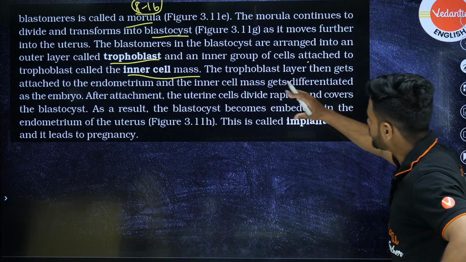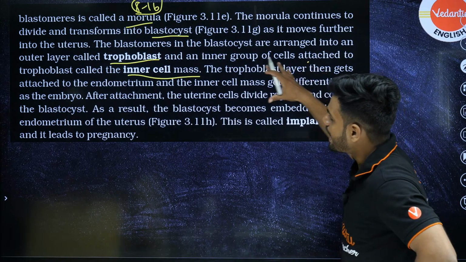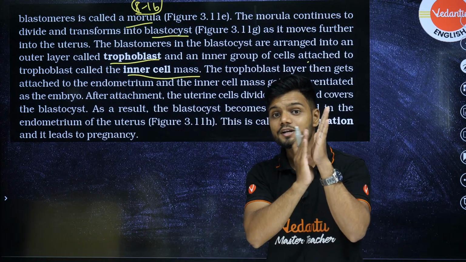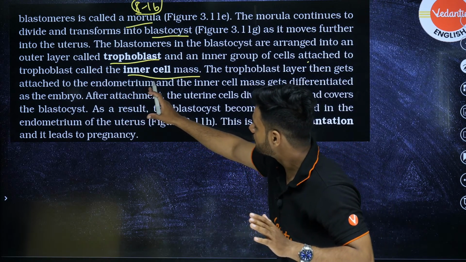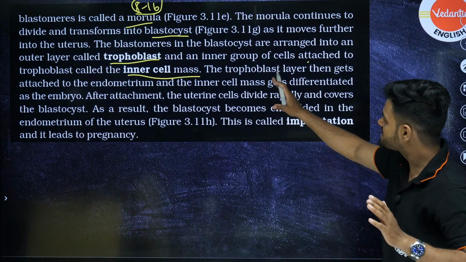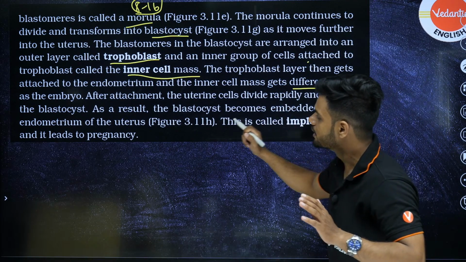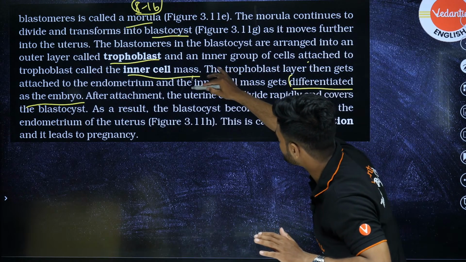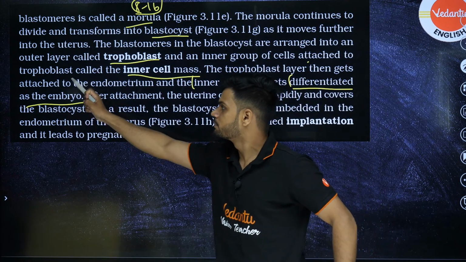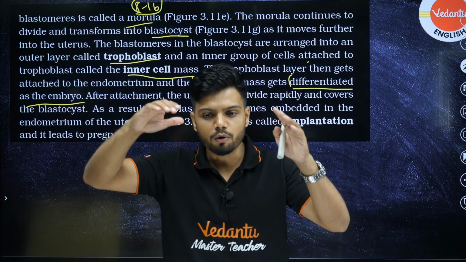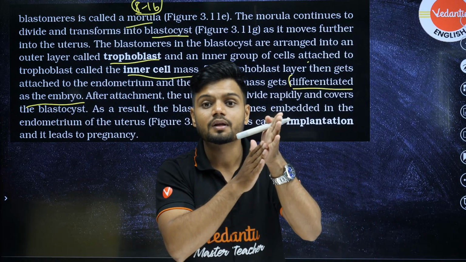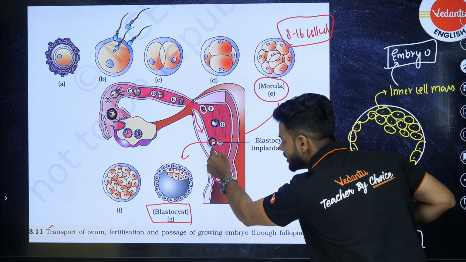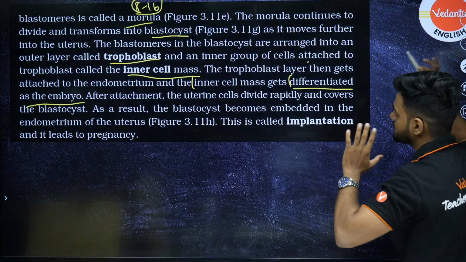The trophoblast layer then gets attached. See, the trophoblast layer is getting attached to the endometrium layer, and the inner cell mass gets differentiated as the embryo. Did we write this point? I told you the inner cell mass develops into the embryo and the trophoblast cells get attached to the endometrium layer right here.